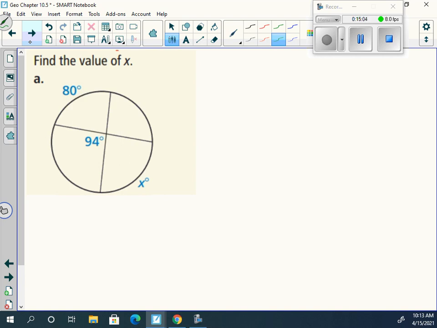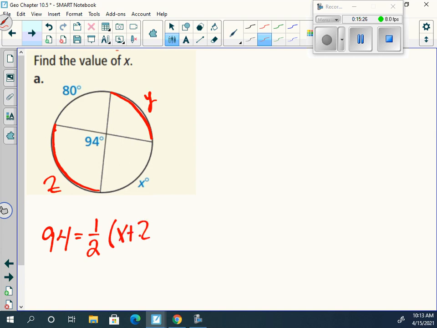Now, if we look at this here, there is a little bit of math that we do need to do. Because the 94 is placed here, I'll say that this is y and z. Well, 94 would equal 1/2 of whatever y plus z is, because it's going to be those two out there. But that doesn't really help us much, does it? Because the inside angle is equal to the sum of its two arcs. So 94 would be equal to the sum of y plus z times 1/2.